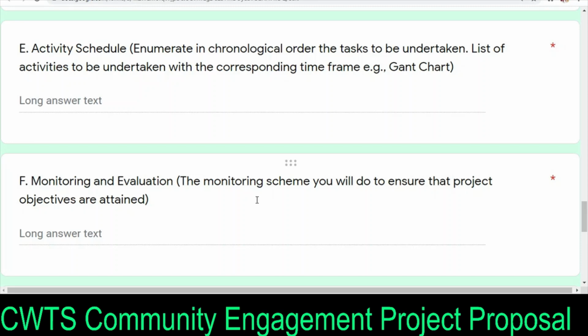If it is gardening, how do you identify? How much will you produce? How much do they need, and how much are you able to produce? Is it sufficient for the need? Something like that. You need to have a baseline so that you will be able to conclude that your intervention is able to cater to the need of those in the community.